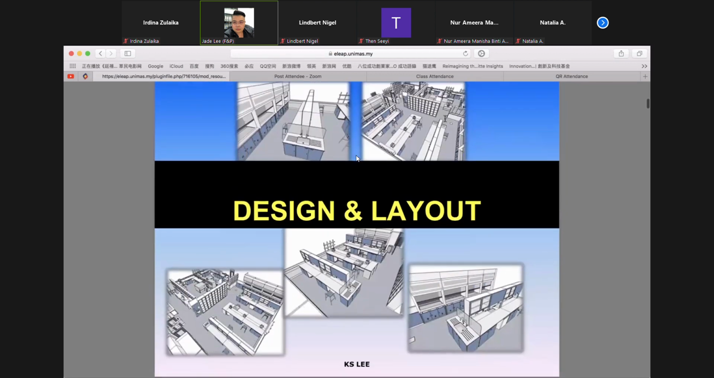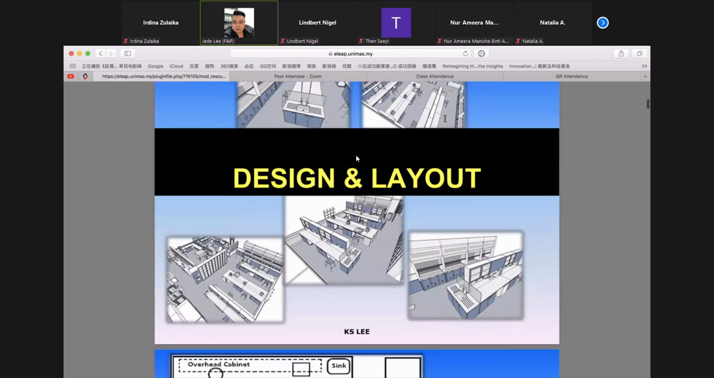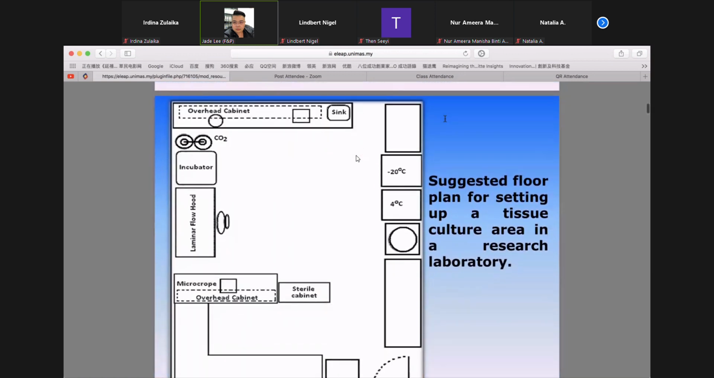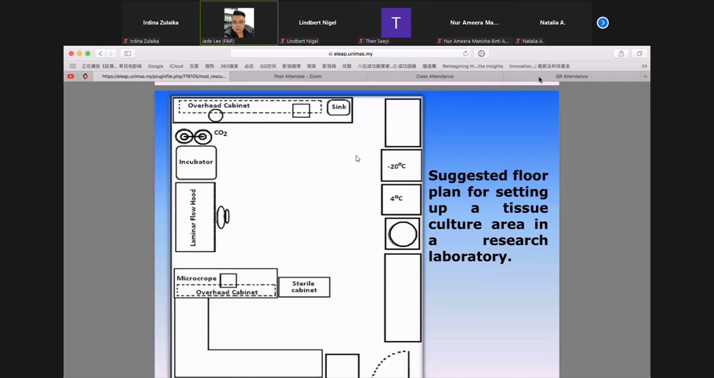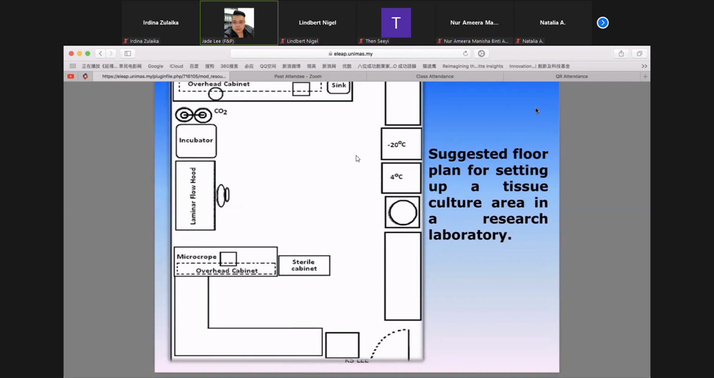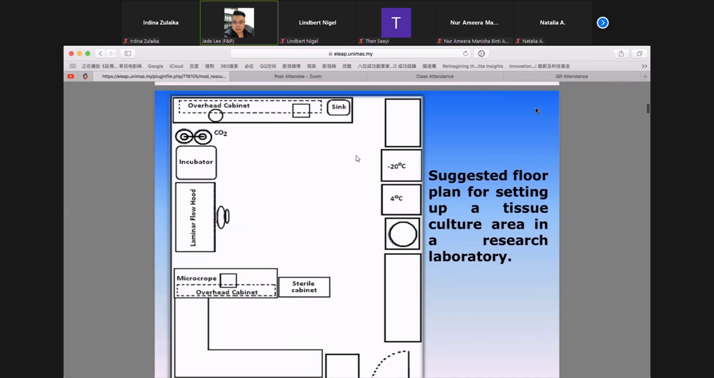Now we're looking at the design and layout of the laboratory. This is the basic, suggested floor plan for setting up a tissue culture area in a research laboratory. In this layout, the first machine that you need is the laminar flow hood. That is the essential equipment that you must have in the tissue culture lab.